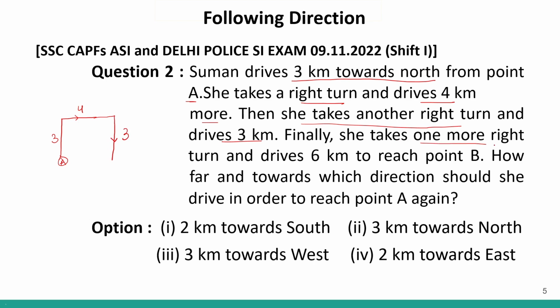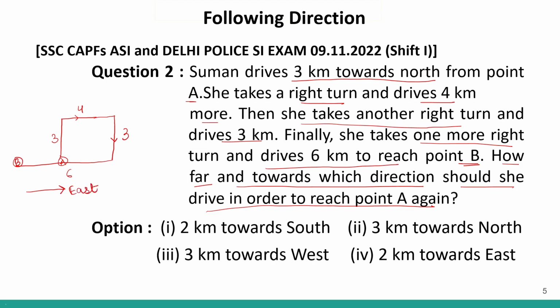Finally, she takes one more right. So one more right will be in this direction, and drives 6 kilometers, so 6 kilometers from here to reach a point B. Now we have to find out how far and towards which direction should she drive in order to reach point A again. So to reach point A, she would have to drive in this direction, which is towards the east.